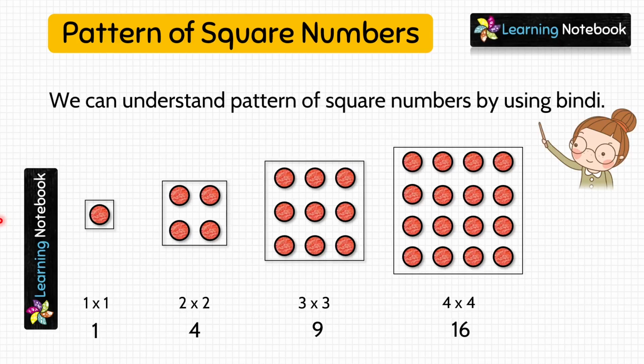So in this way, we have created a pattern of square numbers 1, 4, 9, 16. Using this pattern, students, now can you tell me the next two square numbers? Do write them in the comment section.